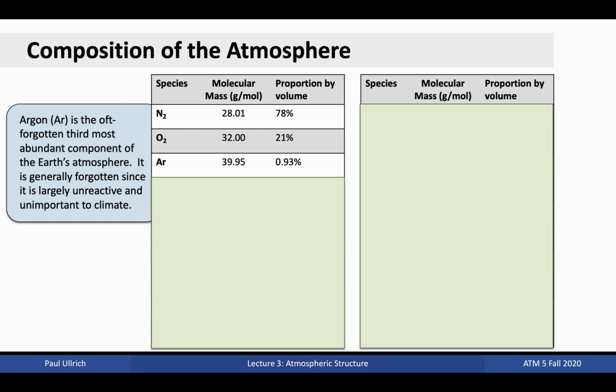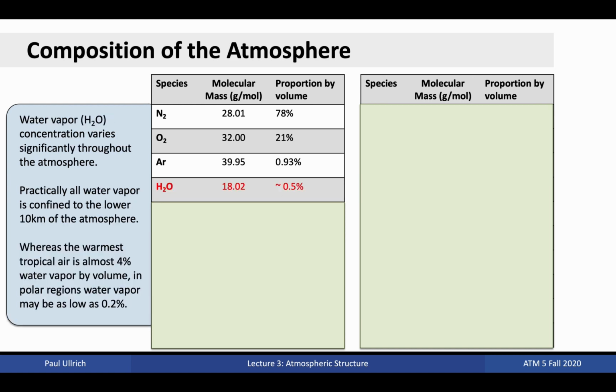Next comes argon, which is oft forgotten as the third most abundant component of the Earth's atmosphere, and generally forgotten, of course, because it's largely unreactive and unimportant for our climate studies. It represents 0.93% of the total atmosphere by volume.